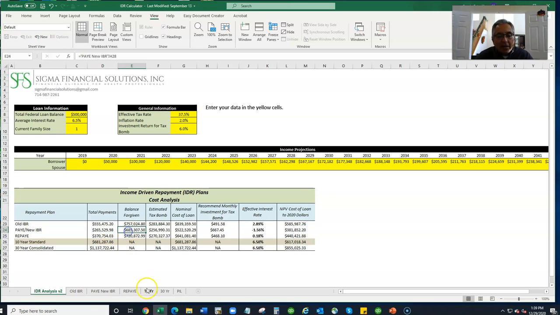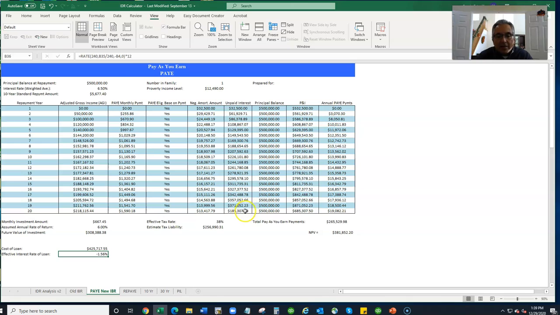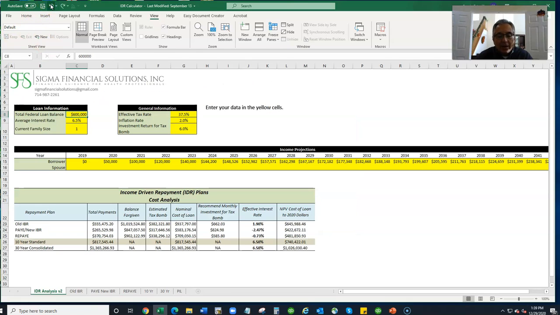$266,000. But you know what? I made a change, and let me correct this. I noticed that's not correct. Let me see if I can revert back. Okay, now it's correct.